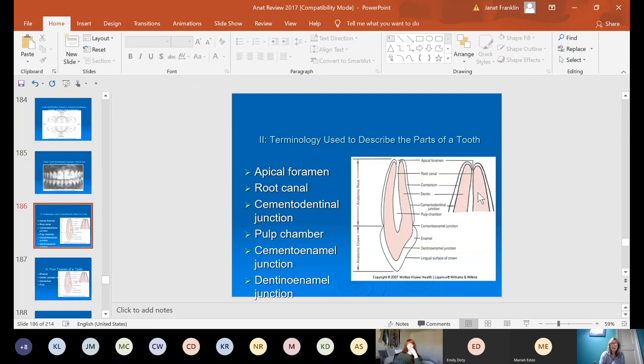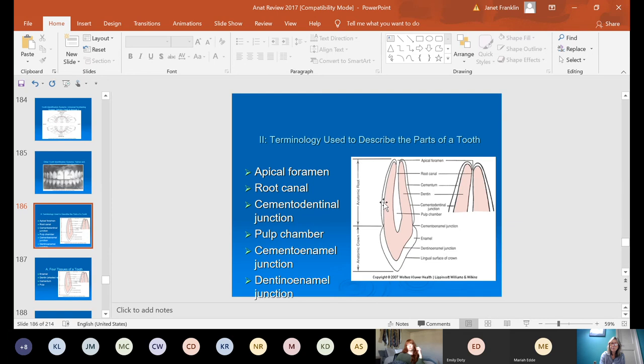As far as the parts of the tooth, you have your enamel. Your enamel covers your anatomic crown. Your anatomic crown is the actual crown of the tooth that's covered with enamel. Your clinical crown is the part of the tooth that you see in the mouth. So if you have recession, your clinical crown is going to include some of your root. Your anatomic root is the part of your root that's covered with cementum.